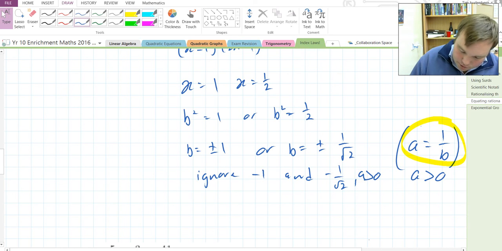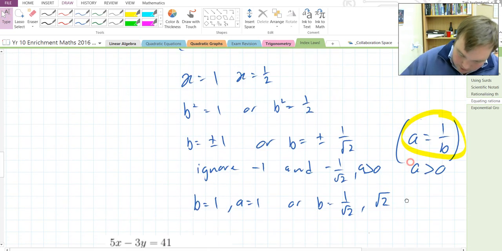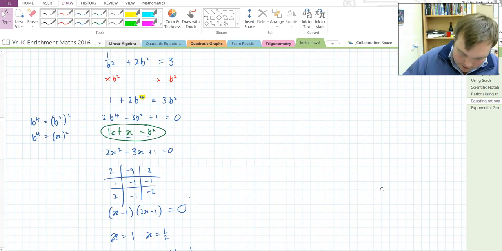So our two solutions are b equals 1, in which case a will also equal 1, or b equals 1 on root 2, in which case a will equal 1 divided by 1 on root 2, which will be root 2. Alright, now that's quite a hefty example, look at that.